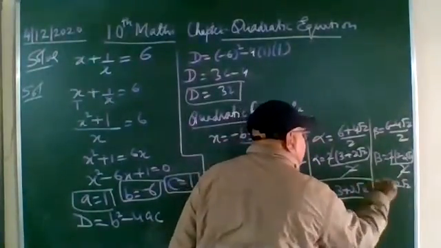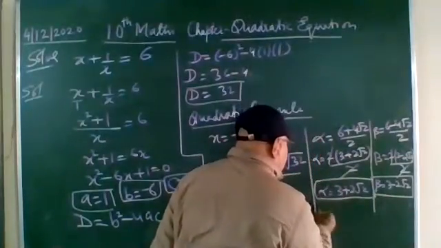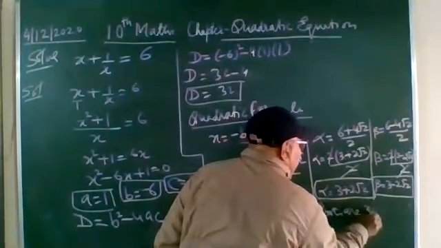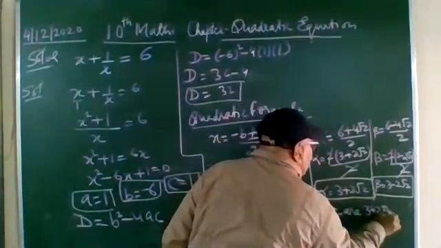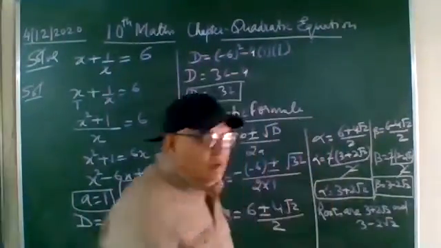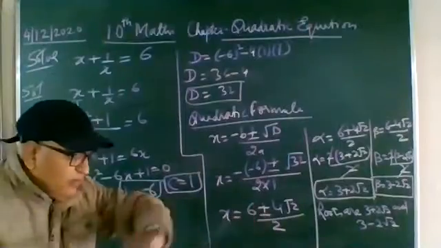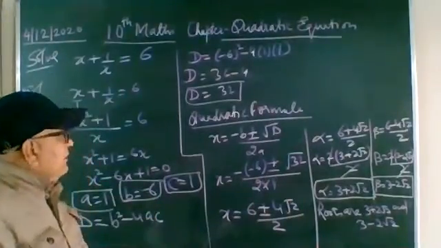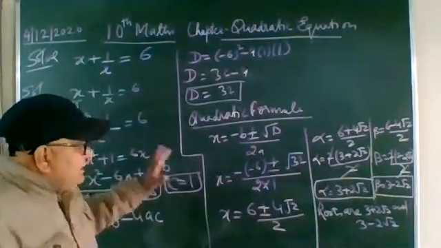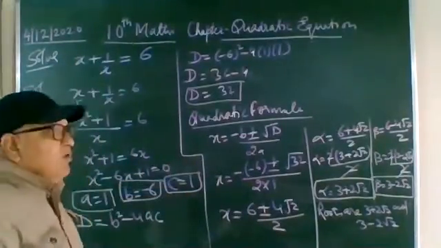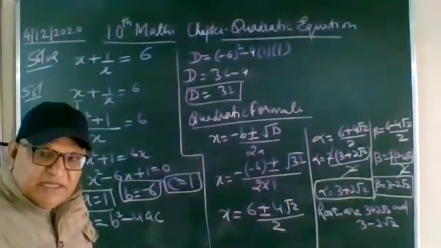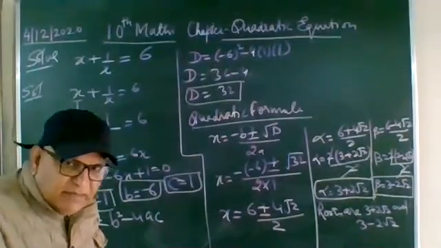Alpha is 3 plus 2 root 2. Beta is 3 minus 2 root 2. So you will write the roots are 3 plus 2 root 2 and 3 minus 2 root 2. This type of question you will find in the exam. A simple equation is given to you, but it is not in the form of a quadratic equation. You have to form a quadratic equation, and after forming it, it is not necessary that it should be solved by the factorization method.